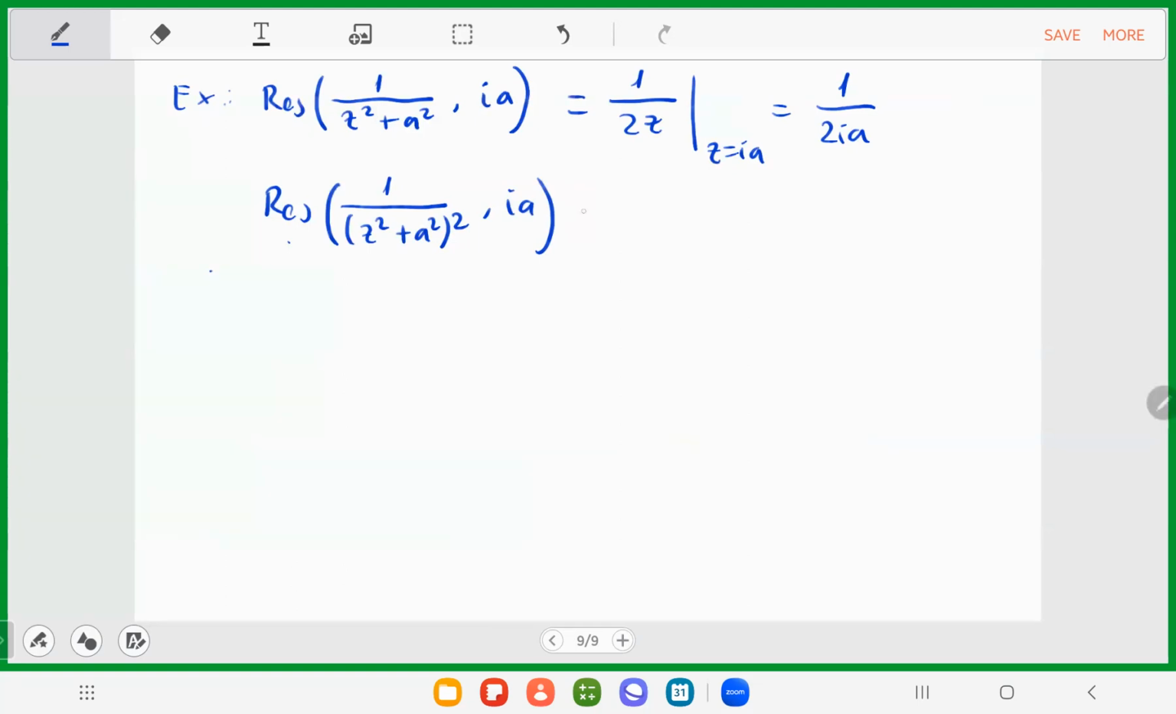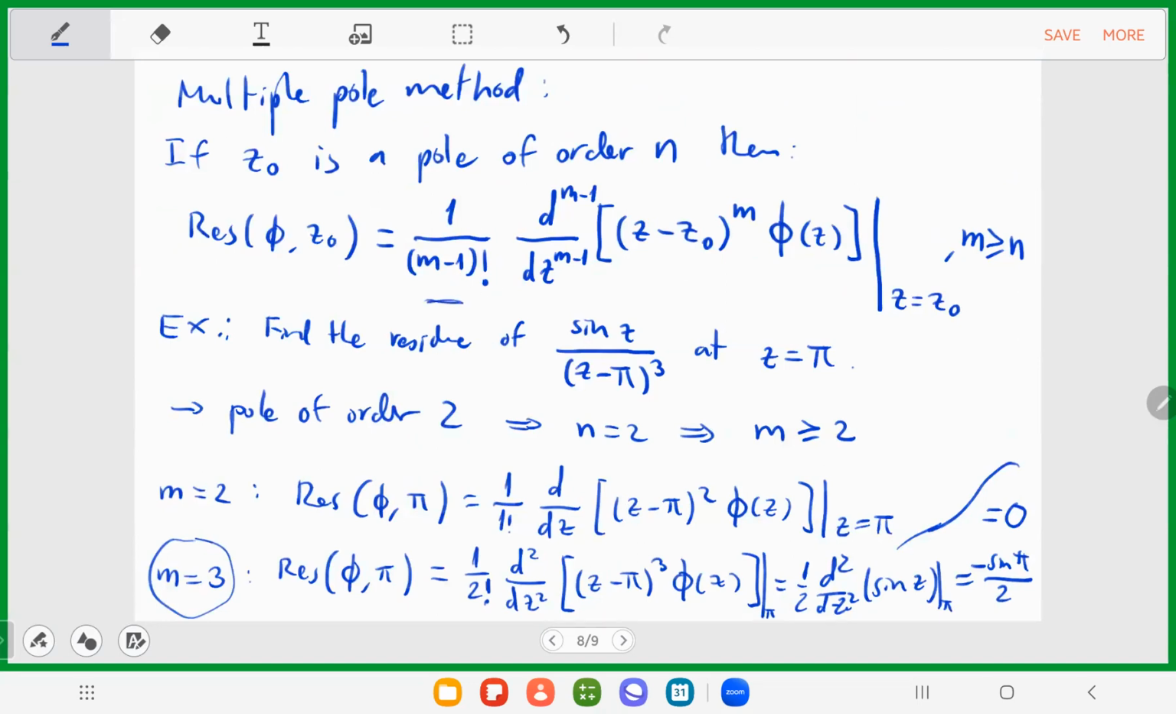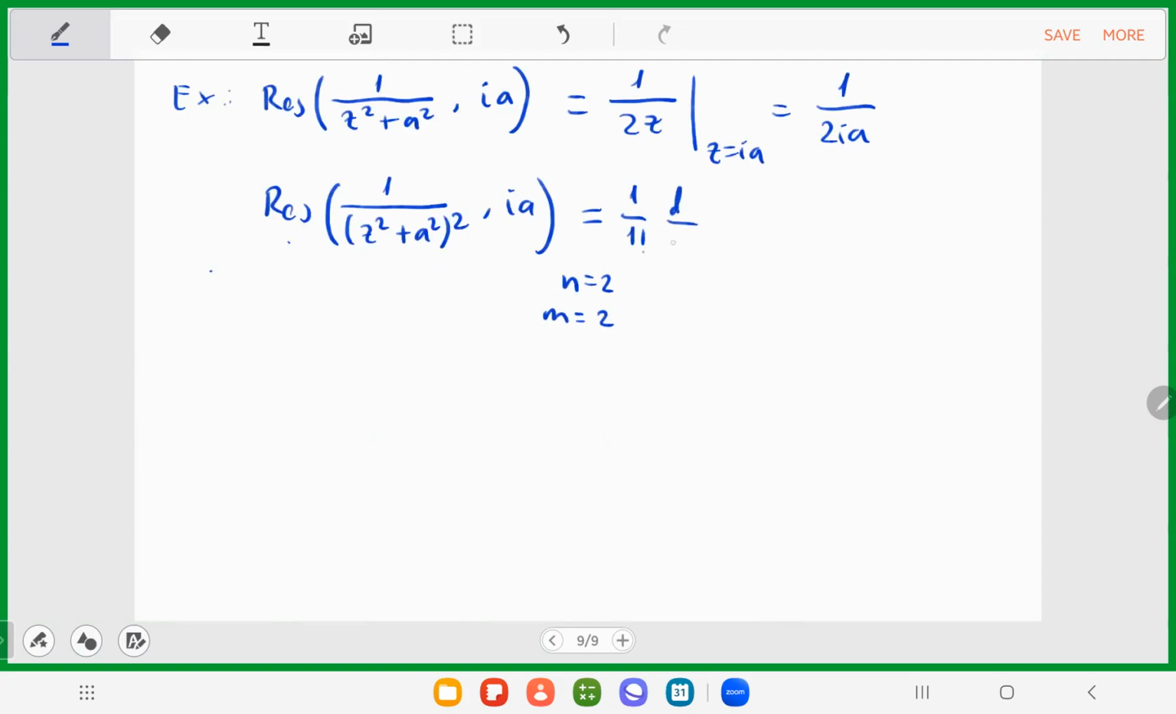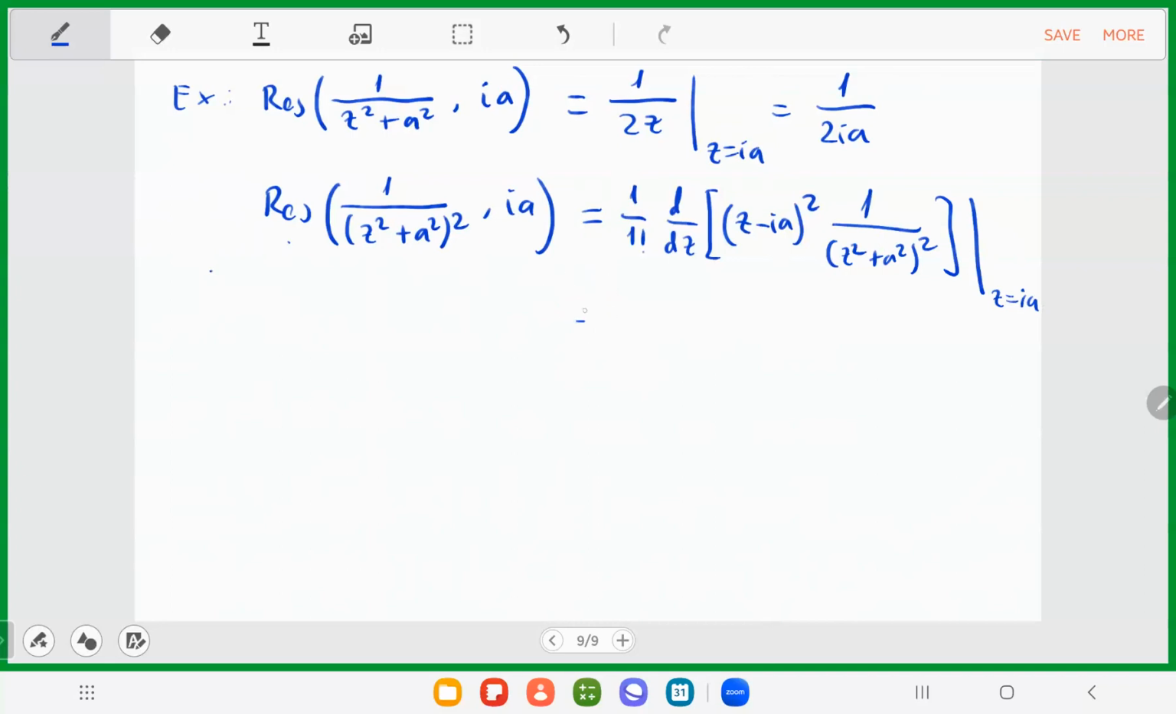So what is m here? So we know n is equal to 2, a pole of order 2. And here I will guess m equal to 2 is also the easiest thing. Do you agree? So the case m equal to 2 is quite easy because the factorial is 1 and the derivative is just the first derivative. So we'll have 1, the derivative with respect to z of z minus ia squared multiplied by z squared plus a squared, squared. Take the derivative first, then evaluate it at z equal ia. Okay, let's do it. Do you agree with this? This is just a simple multiple pole method with m equal 2.